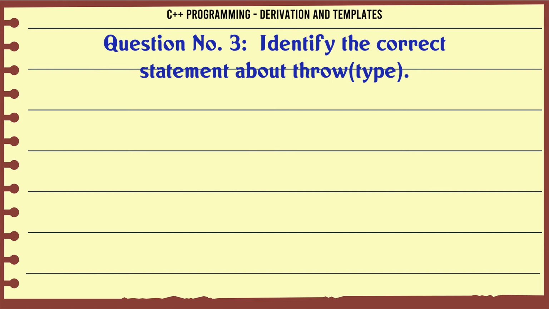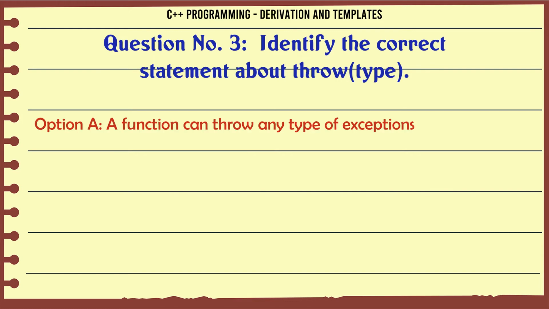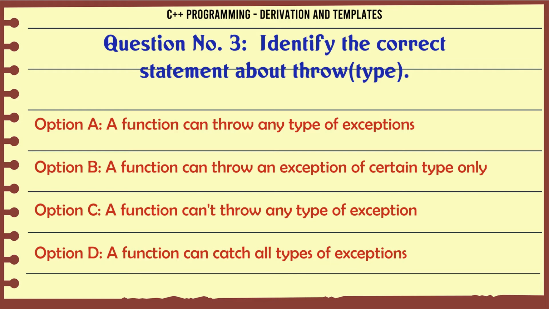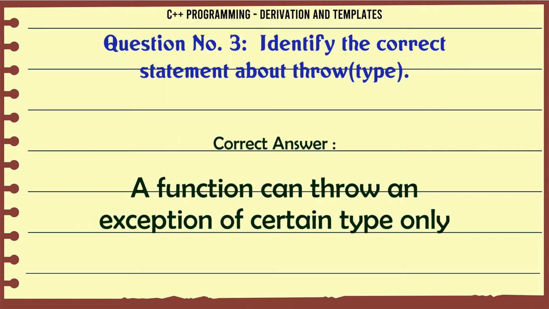Identify the correct statement about throw type. A. A function can throw any type of exceptions. B. A function can throw an exception of certain type only. C. A function can throw any type of exception. D. A function can catch all types of exceptions. The correct answer is: a function can throw an exception of certain type only.